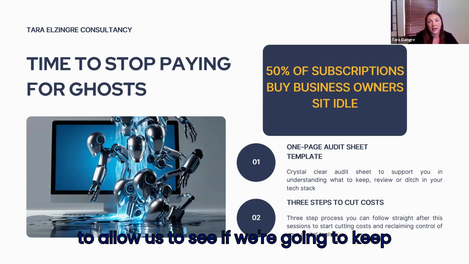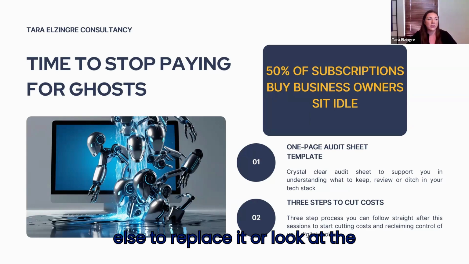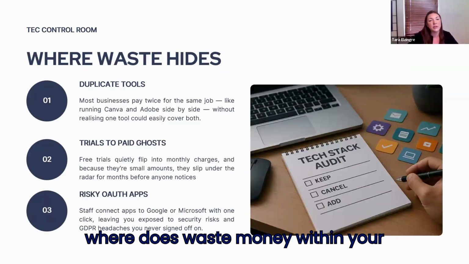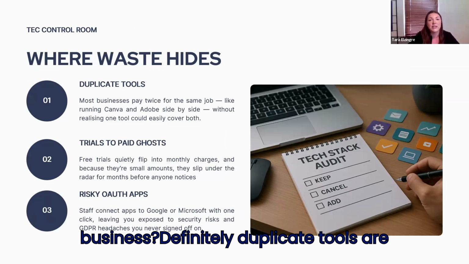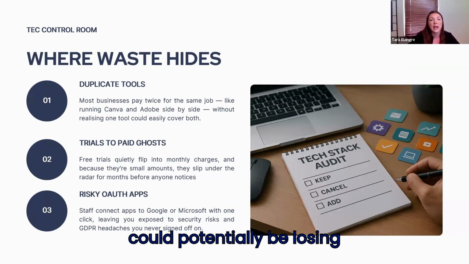It's going to allow us to see if we're going to keep it, ditch it, or potentially get something else to replace it, or look at the different features within it as well. So where does waste sit within your business? Definitely duplicate tools are one of the most important areas where you could be losing out on money.